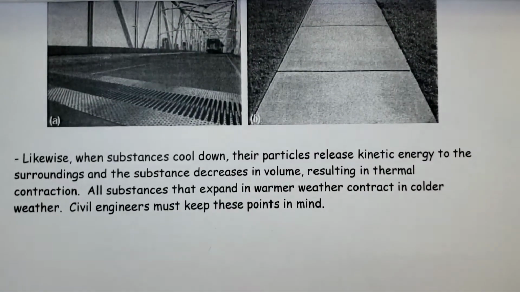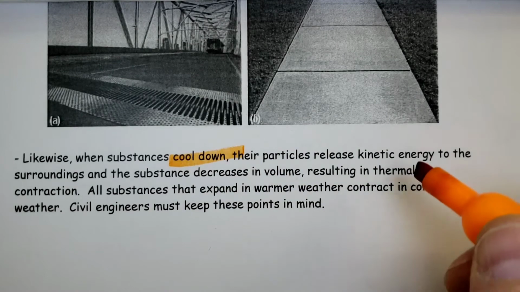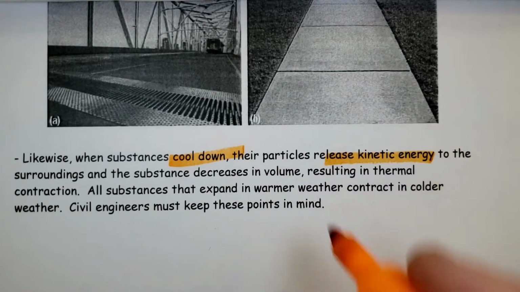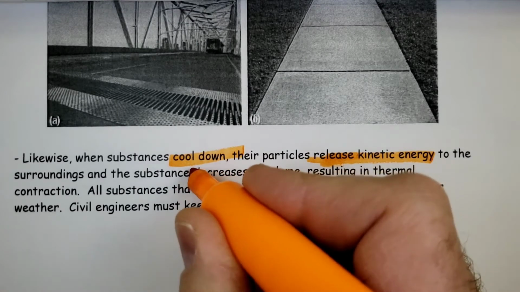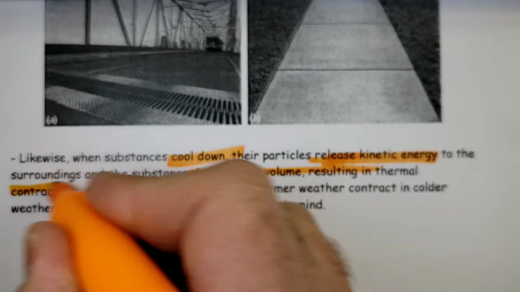Okay? And then likewise, when substances cool down, their particles release kinetic energy. And what will happen there, if you release energy, you start to slow down. The particles slow down. They come together, contract, and get smaller, resulting in thermal contraction.